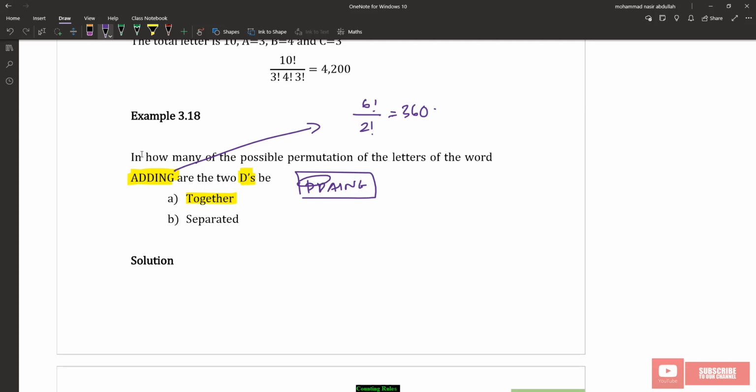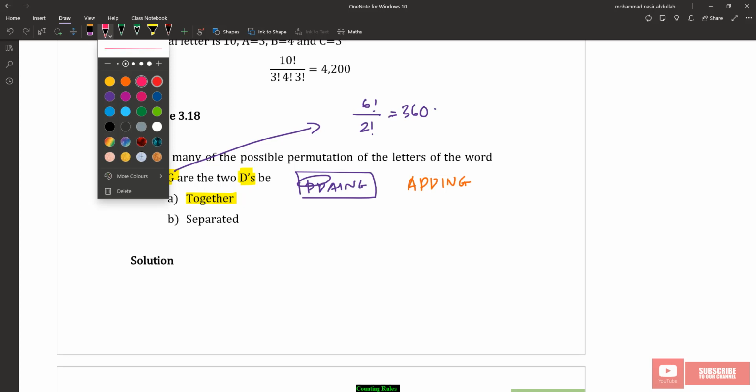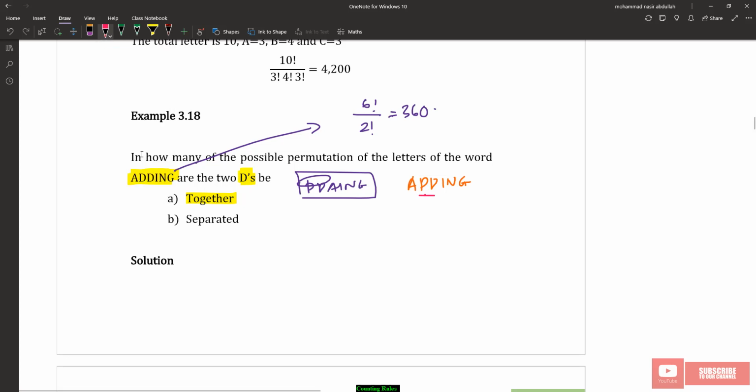Right? Listen carefully. This is a very famous question. Now we have the word A, D, D, I, and G. Since we want the double D's to be together, let's lock these two together. Now, when we lock these two D's together, we have 1, 2, 3, 4, 5. So our current n is equal to 5 instead of 6.